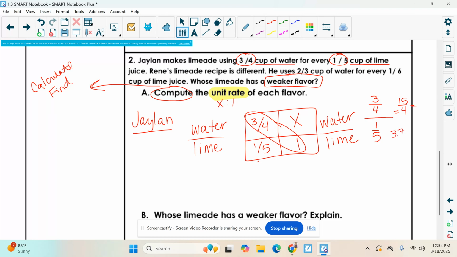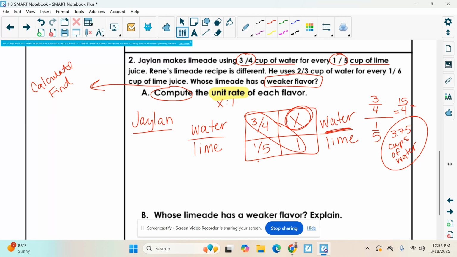3 and 75 hundredths. What does that 3 and 75 hundredths represent? It's a number, but of what? It's a decimal. Of water. We solved for X, right? Well, what does X represent? Water. So 3 and 75/100 cups of water. That's Jalen's. Now whose do we have to find?